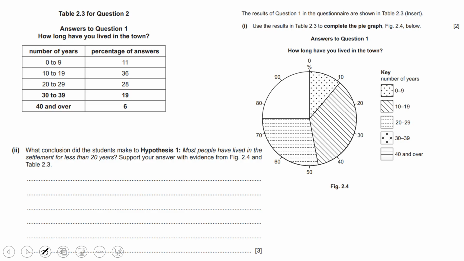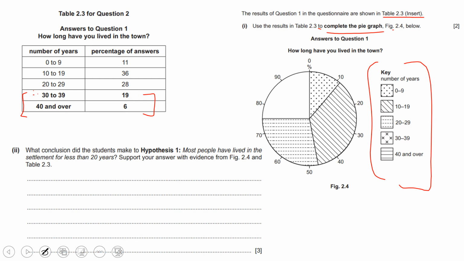Here we have table 2.3. Which question is here? Okay, good. Now they say the results of question 1 in the questionnaire are shown in table 2.3 insert. Now use the results in table 2.3 to complete the pie graph. So we have figure 2.4 below. The answer to question 1: how long have you lived in the town? Now we have a key here. The first thing you should know is they want us to complete this figure. What we need to complete here are 30 to 39 and 40.